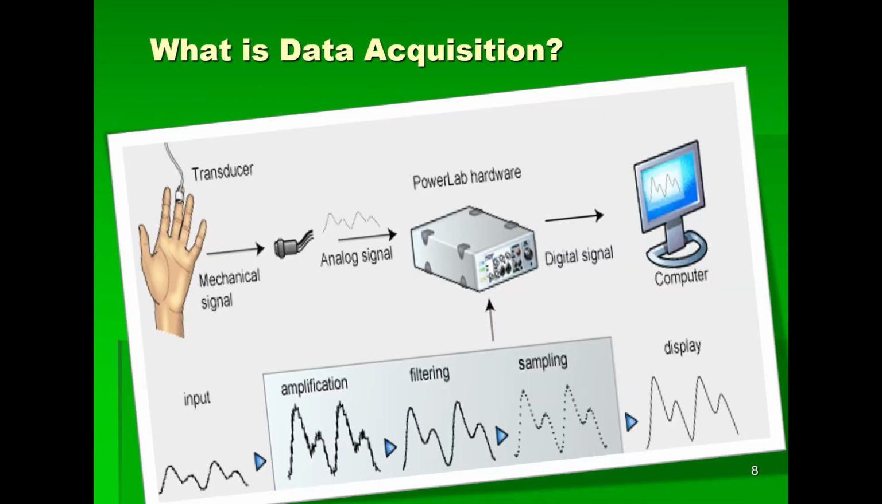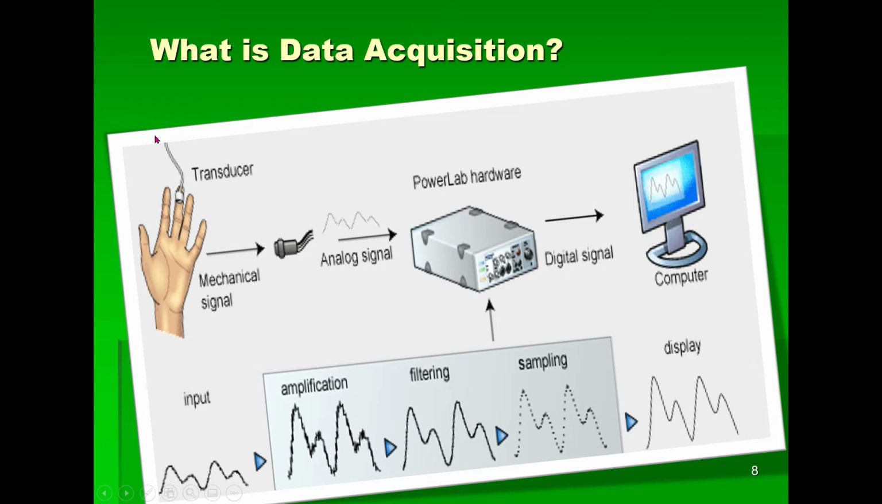Now the question arises, how does this data acquisition system work? Here we are giving an example. You can see this is the transducer which is attached with the finger. This is basically a finger pulse transducer. This finger pulse transducer catches or acquires the mechanical signals from your finger, because pulse is a mechanical signal due to the pressure of the blood. So this mechanical signal is picked up by this transducer.